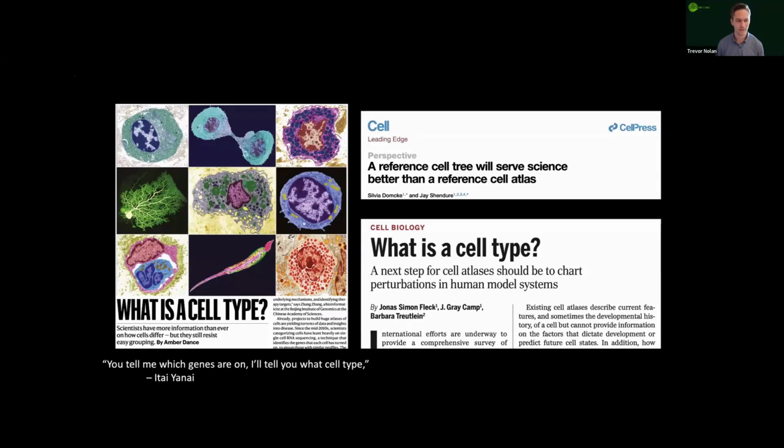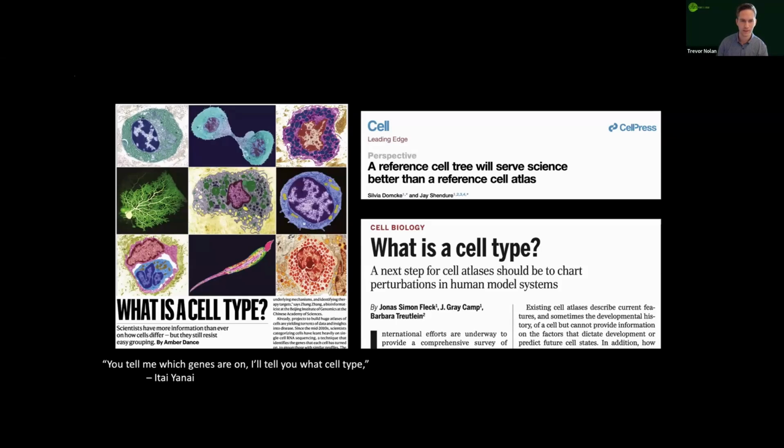So you might say something like Italian Eye says here, if you just tell me what genes are turned on, I can tell you what cell type it is. But perhaps there's even more to it than that. So to understand cells, maybe we need to start thinking of them as a cell tree rather than just a cell reference. And moreover, you really need to understand how a cell responds to really know who it is, as exemplified in this other perspective.